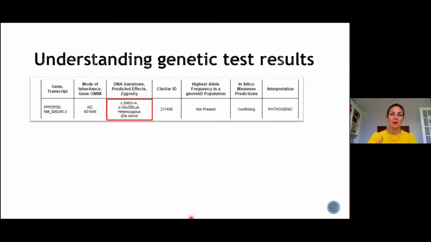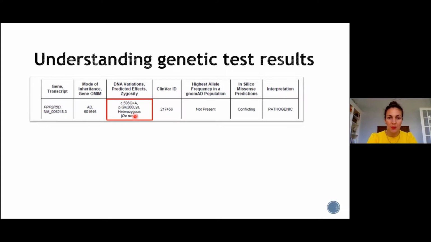Going on to the second part of that table of the result, this is really the most important part. So I'm going to break this down. This is showing you the gene. Again, this is the gene name. For HADS, it would say EBF3 here. The mode of inheritance would be, this is AD. That stands for autosomal dominant. Again, for dominant conditions, you just need one copy of the gene change to cause a condition.